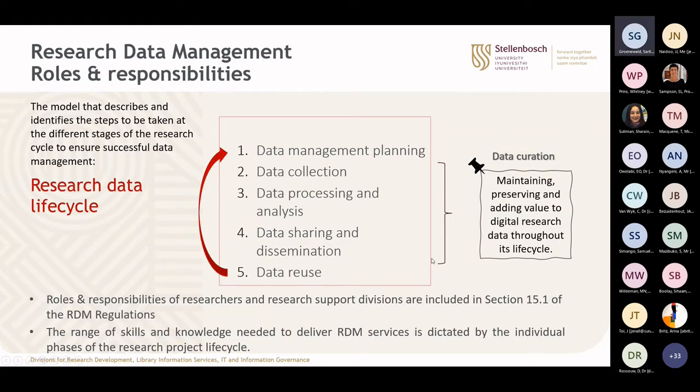So the model that describes and identifies the steps to be taken at the different stages of the research cycle is called the research data life cycle. It starts with data management and planning, then goes over to collection, processing and analysis of the data, and then the data is shared or disseminated or published or whatever the format is, and then it can be reused, and then the cycle starts all over again.